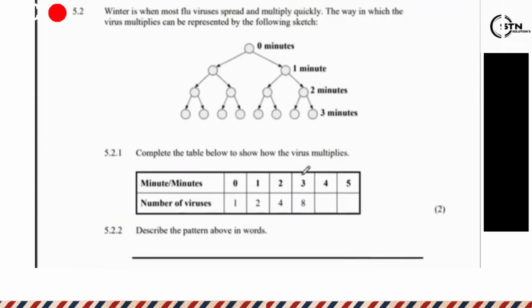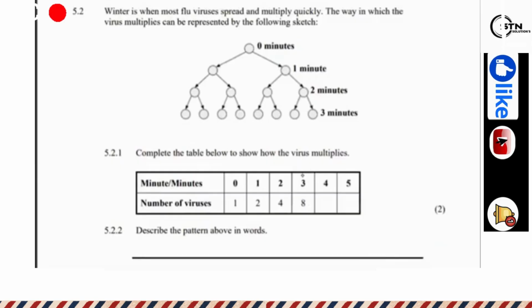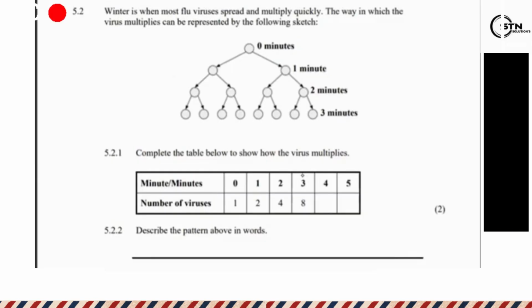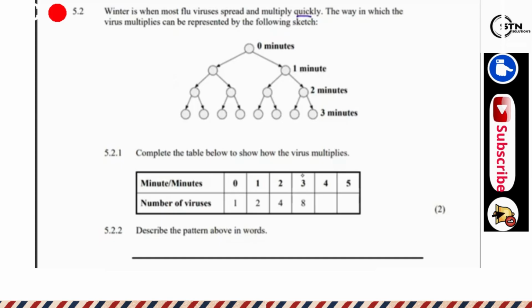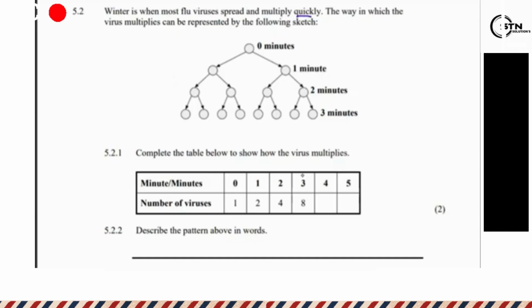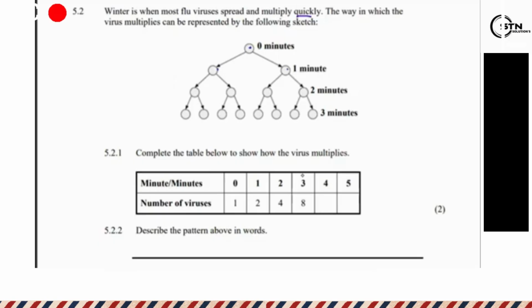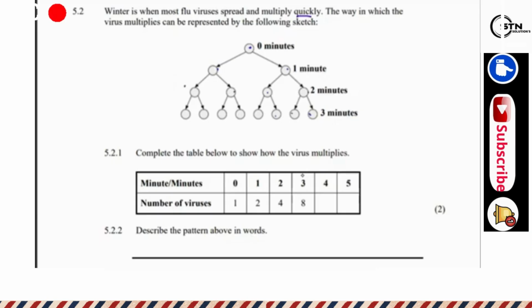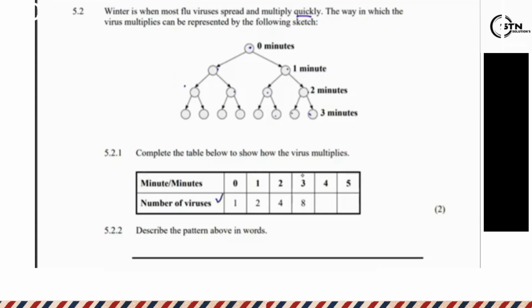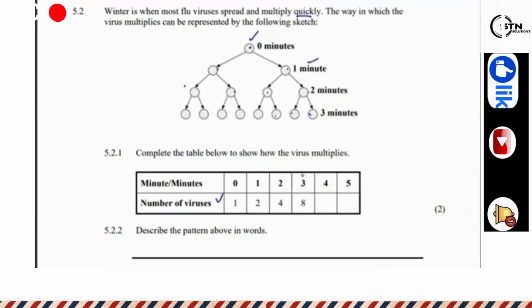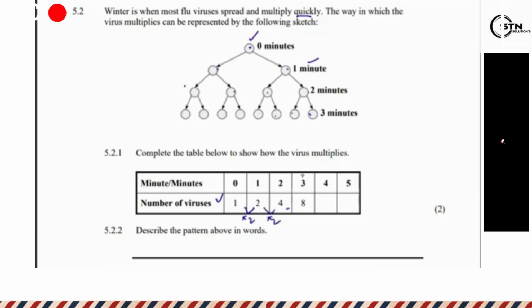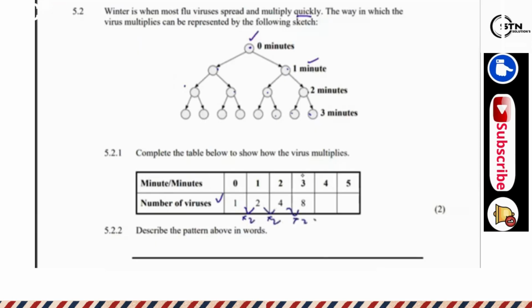And then 5.2. They are telling us that winter is when most flu viruses spread and multiply very quickly. The way in which the virus multiplies can be represented by the following sketch. So in 0 minutes, in 1 minute, then in 2 minutes, in 3 minutes. The number of viruses in 0 minutes is just 1 virus. In 1 minute, it's just 2, and so on. Which means we are basically multiplying the previous term by 2. That's the kind of description we can have.